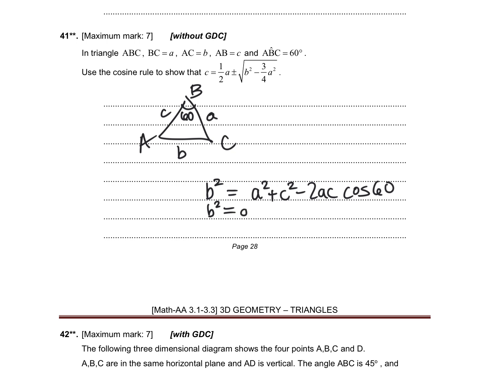Now, cosine 60, 60 fingers here, cosine's on the left, so it's 1/2. So, we're solving for c.